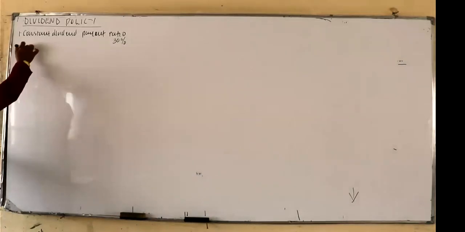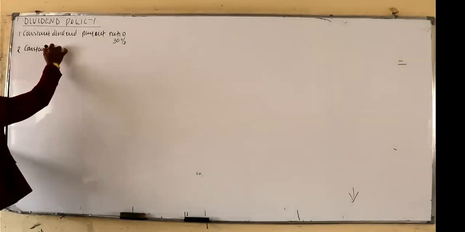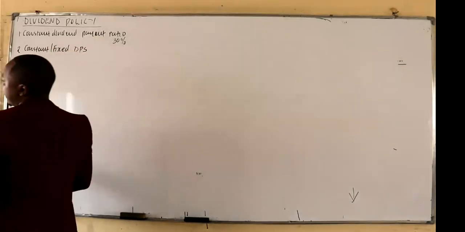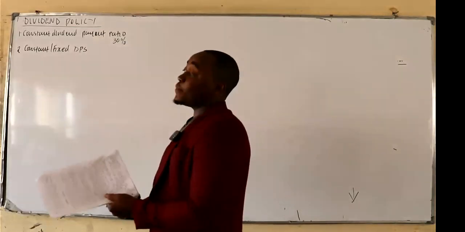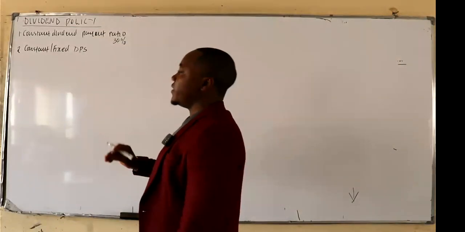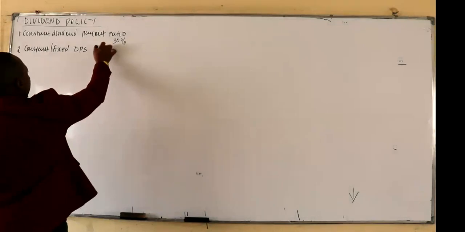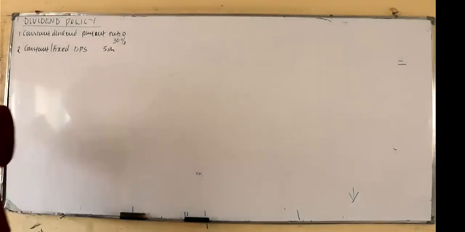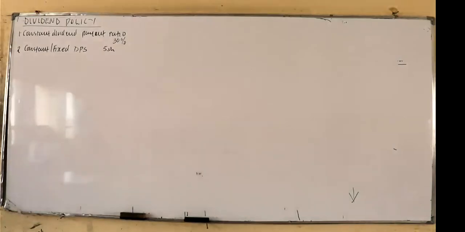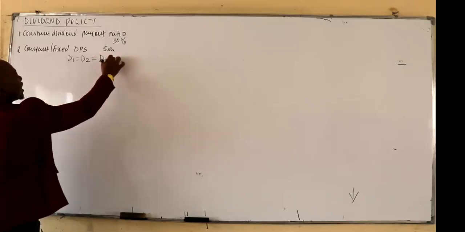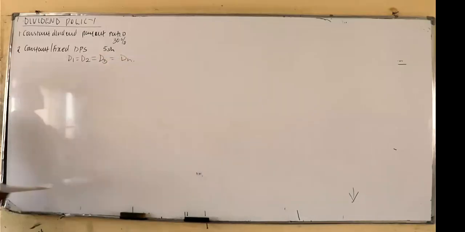Then number 2, we have the constant or fixed dividend. This is where we treat the ordinary shareholders like preference shareholders, whereby you promise them a fixed dividend per share for each period, regardless of the amount of profit. For example, you can promise them to be paying 5 shillings per share every year. So regardless of the profit the company makes, the dividend will remain constant. That means the dividend for period 1 will be equal to the dividend of period 2, period 3, up to period 10. So that's the fixed dividend per share.